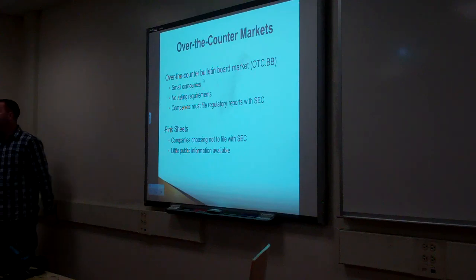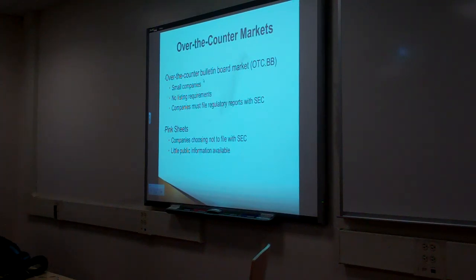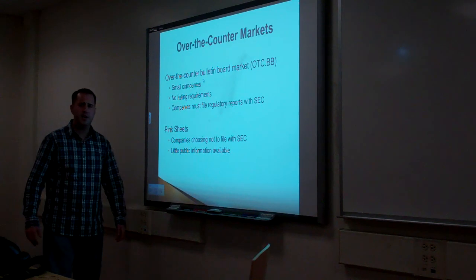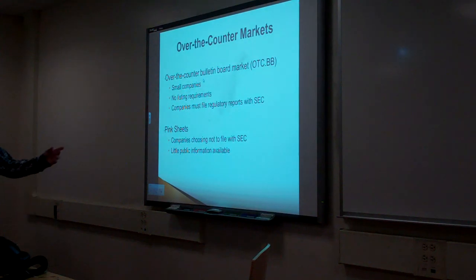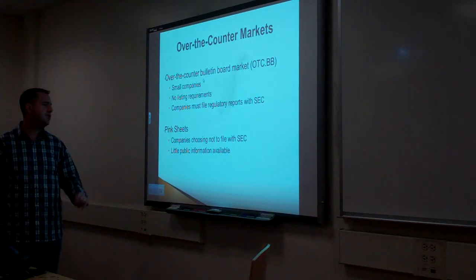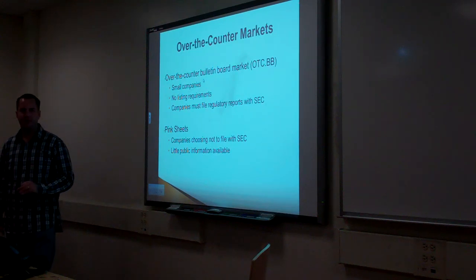Okay, over-the-counter bulletin board market: small companies, no listing requirement, and companies still must file reports with the SEC. So minimal paperwork, you can get over-the-counter stock, and that's it. The problem is exposure. You trade OTC, it's harder to gather assets, it's harder to get your stock noticed. Okay, pink sheets are companies choosing not to file with the SEC, and little public information is available.